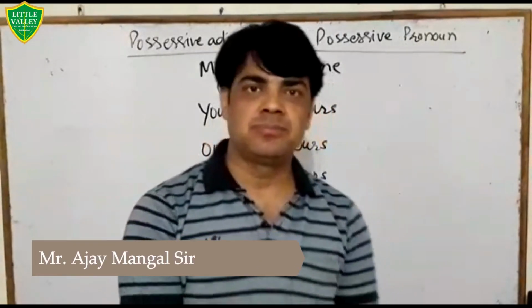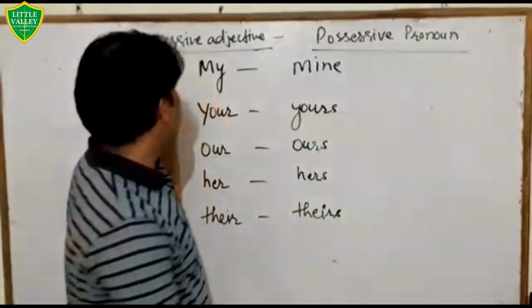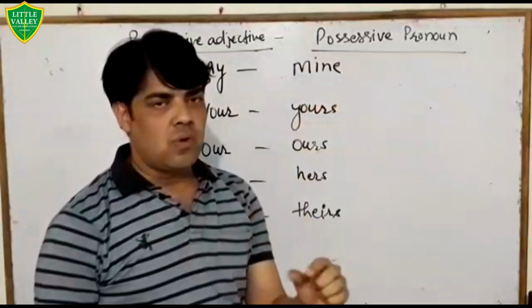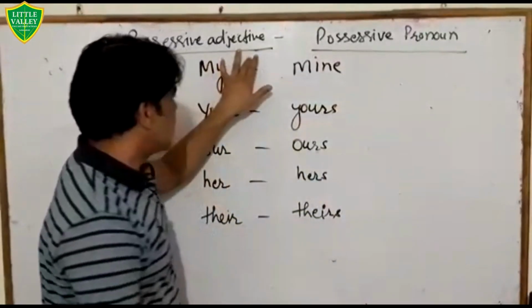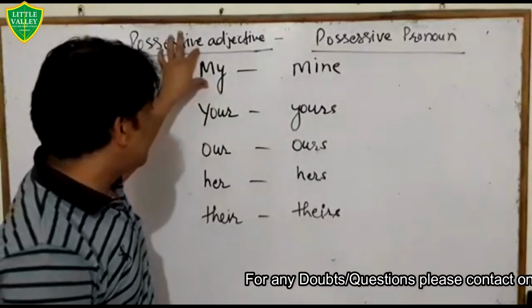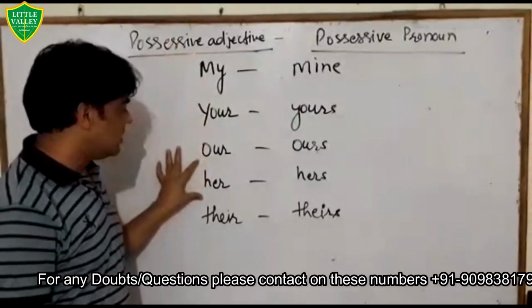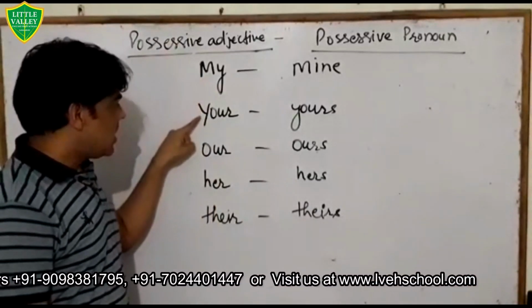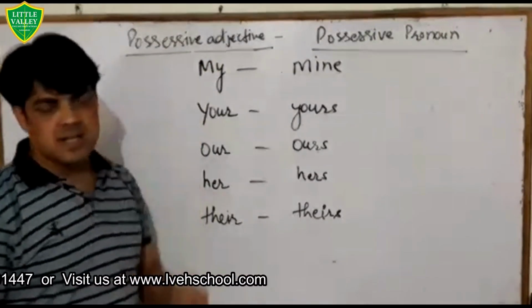I'm going to tell you the difference between possessive adjective and possessive pronoun. What is a possessive adjective? Possessive adjectives are my, your, our, her, their. You know the meaning of these words. These words are possessive adjectives.